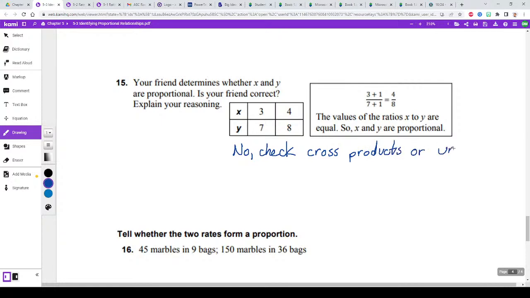Or unit rates. So unit rate wise, 3/7 and 4/8 are not the same, because if we break this down, 4/8 is actually 1/2. 1/2 is not equal to 3/7. There we go.